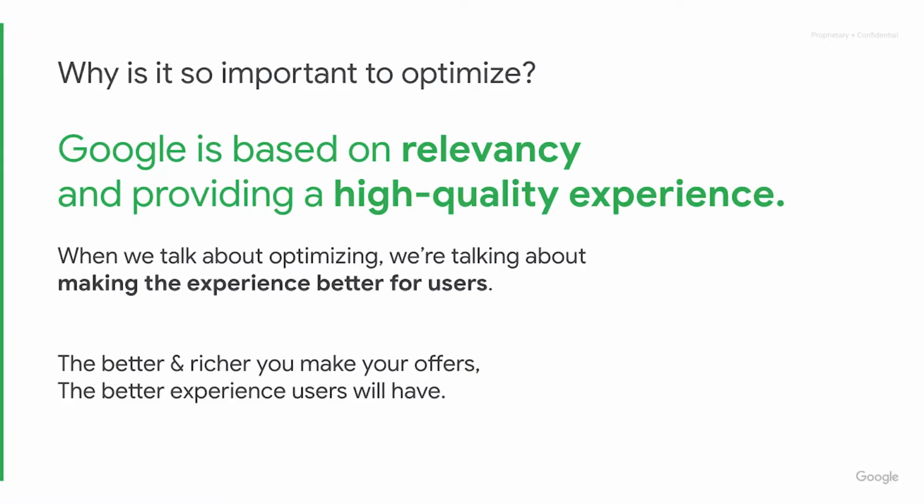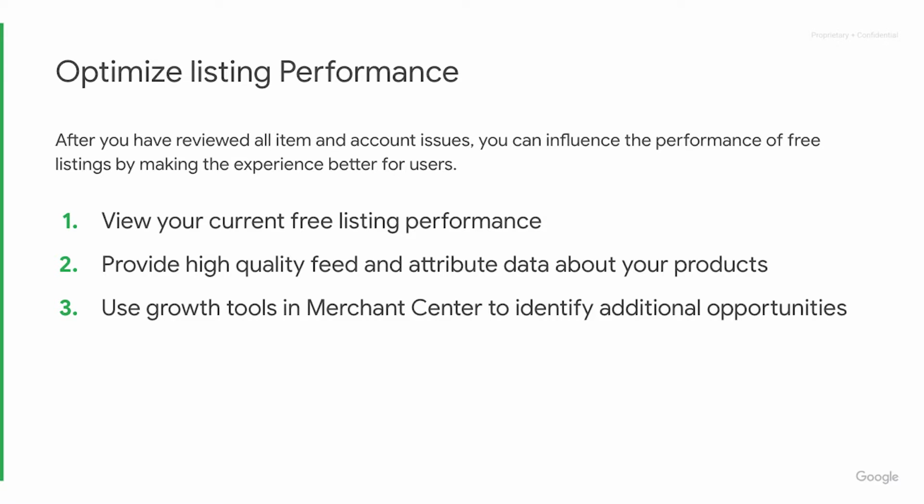So why is it so important to optimize? Google is based on relevancy and providing a high-quality experience for its users. So when we're talking about optimizing, we're talking about making the experience better for users. Optimizing listing performance. After you have troubleshooted all account issues, the following are additional ways to improve your performance.